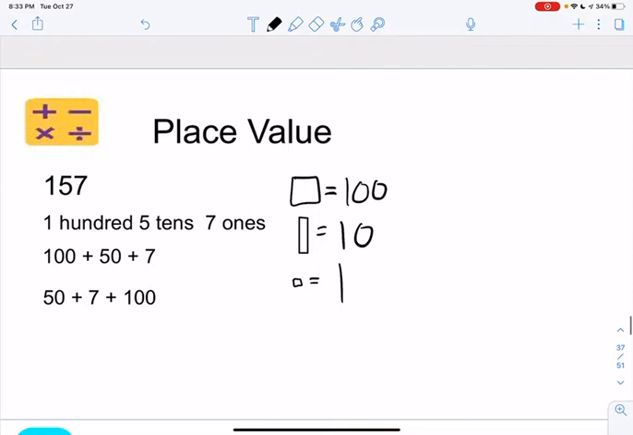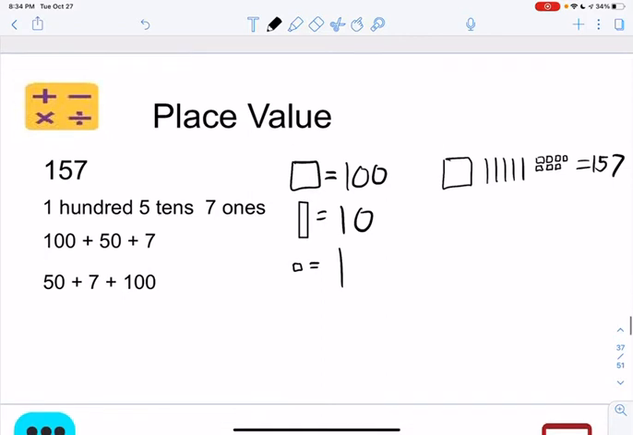So 157. We need a 100s block. And how many tens blocks? We need 5 tens blocks. Notice I made them look a little skinnier just because it's easier to write. And then how many ones blocks do we need? We need 7. 1, 2, 3, 4, 5, 6, 7. So this is 157.